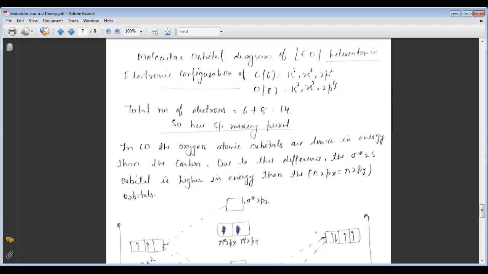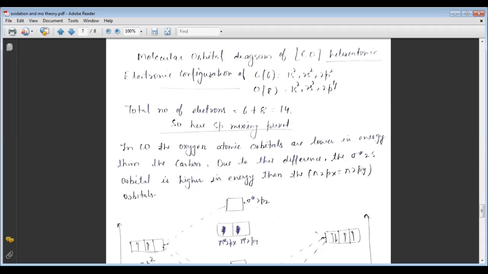So here we can see the electronic configuration of carbon. Carbon has atomic number 6, and the electronic configuration is 1s2, 2s2, and 2p2. Now the electronic configuration of oxygen, atomic number 8, is again 1s2, 2s2, and 2p4. Then the total number of electrons is 6 plus 8, which means there are 14 electrons.